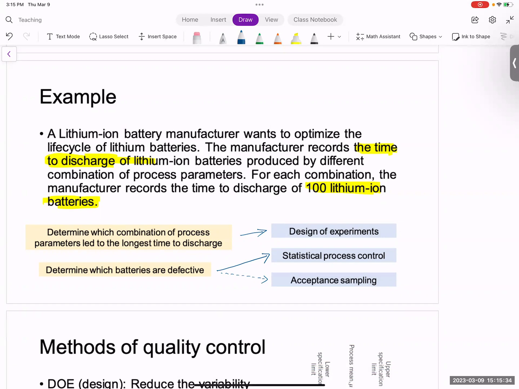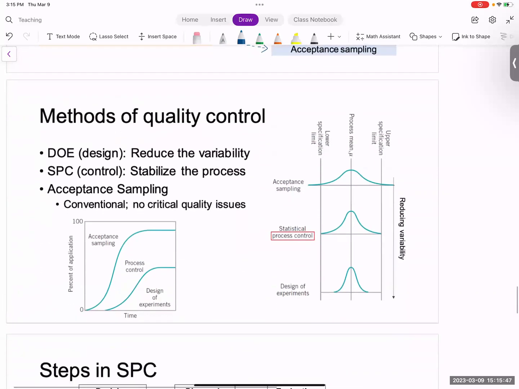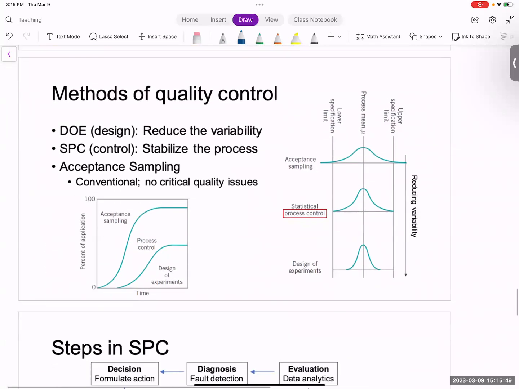Quality control means reducing variability. Improving quality control means reducing variability. We have studied different methods of doing quality control, and now let's talk about when to use each of these different methods. So you have design of experiment, you have statistical process control, you have acceptance sampling.